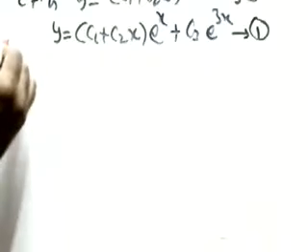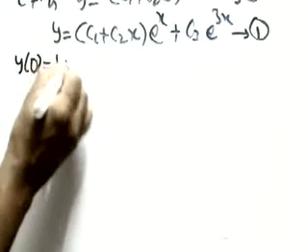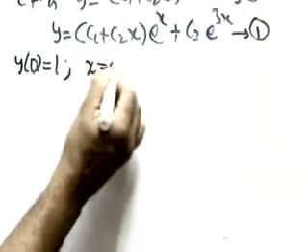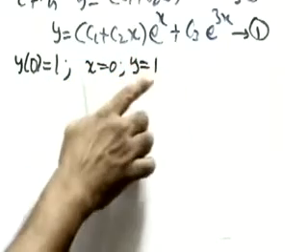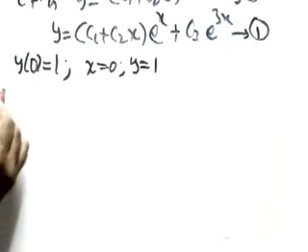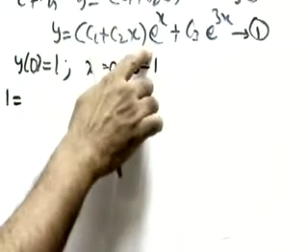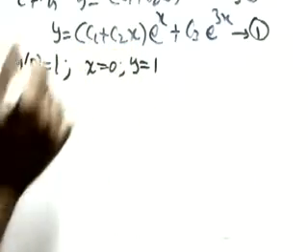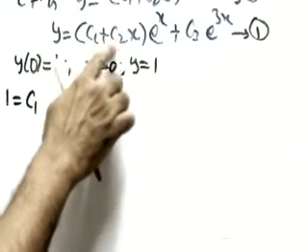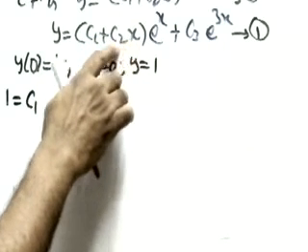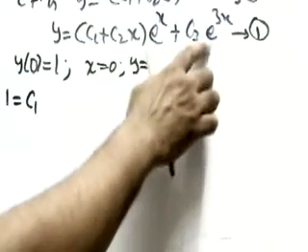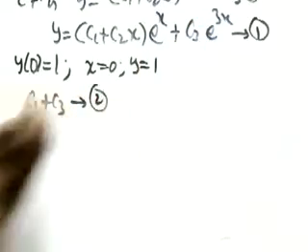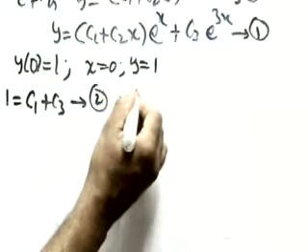Now first we use y of 0 equals 1. That means x equals 0, y equals 1. Now let us substitute: 1 equals c1, since e power 0 is 1 and 0 into c2 is 0, so just c1 is left. Then x is 0, e power 0 is 1, and 1 into c3 is c3, plus c3. I am noting this as equation 2.